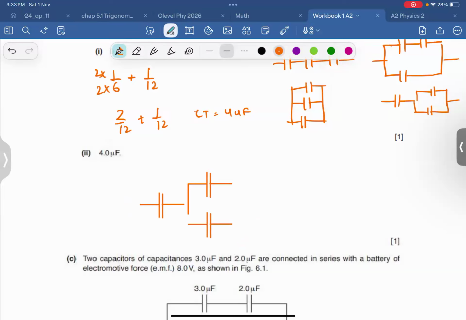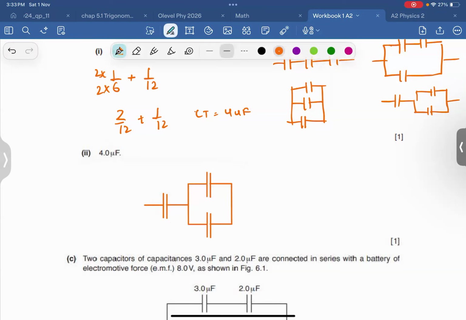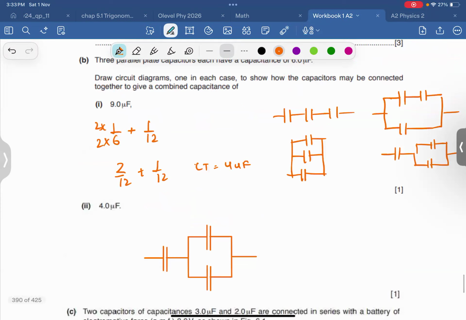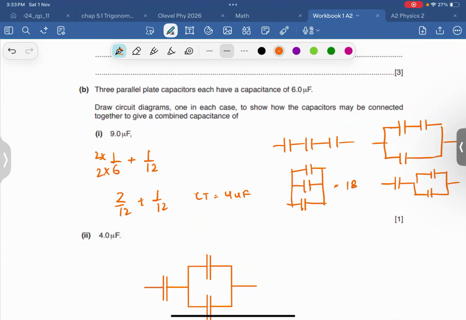Okay, we want to make 9 microfarad of capacitance. Which one is possible? If we add all of them, that gives me 18. Okay, this one gives me 18. For all in series, 1 over 6, 1 over 6, 1 over 6, 3 over 6, 6 over 3, 2. That gives me 2 microfarad. Okay, this is 4, and that should be 9 then. So 1 over 6 plus 1 over 6, 2 over 6, 6 over 2, 3, and then 9. Okay, clear?